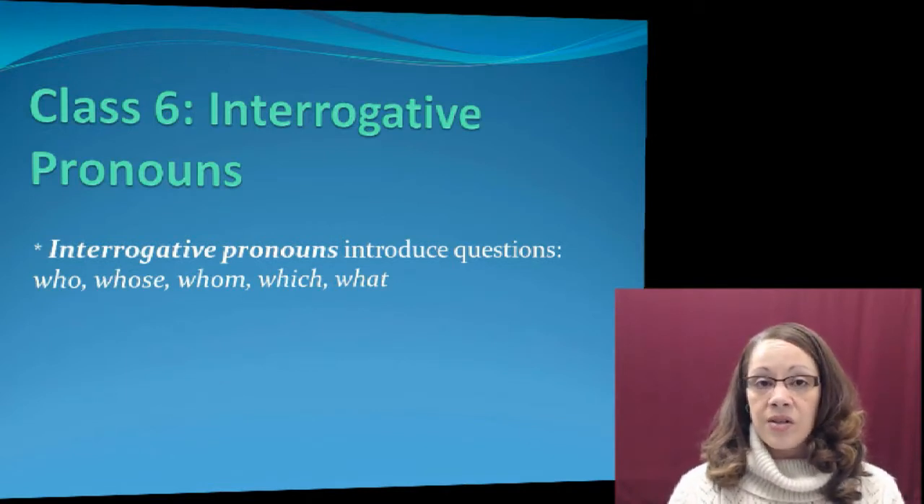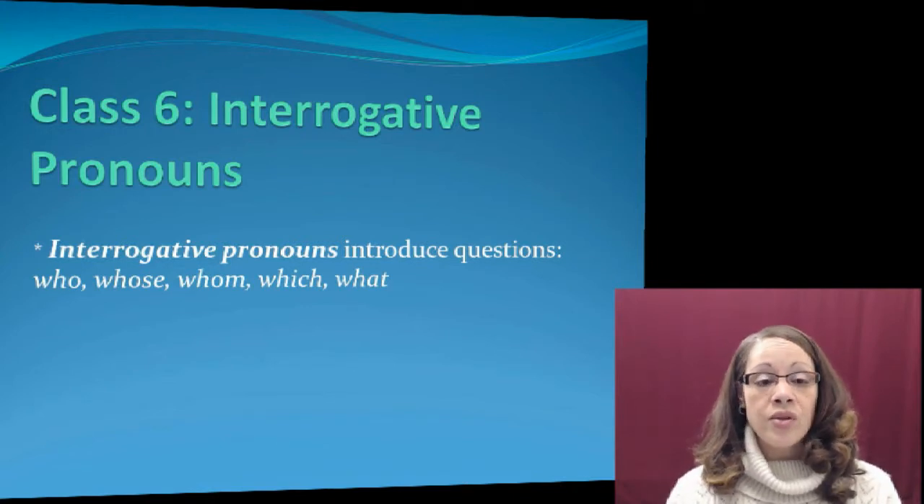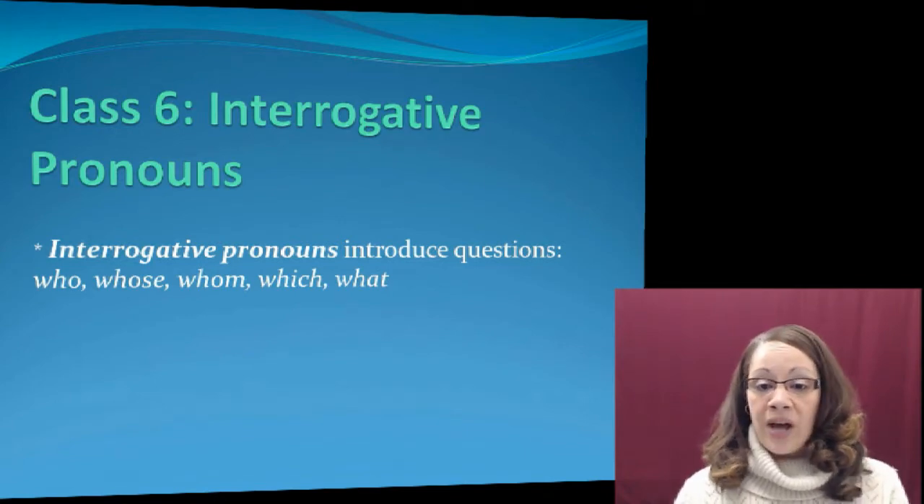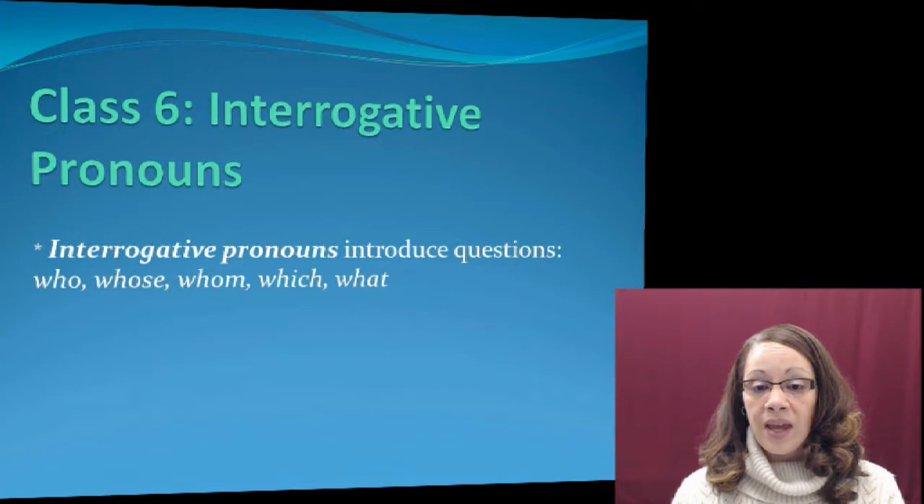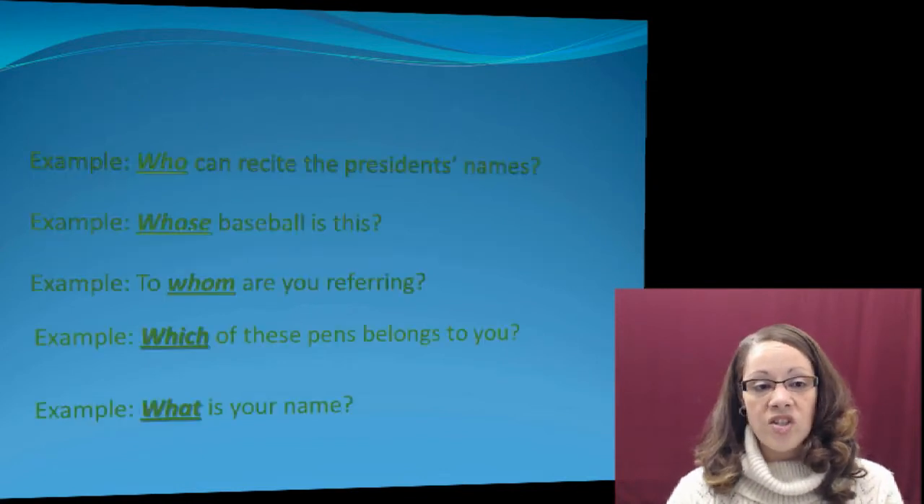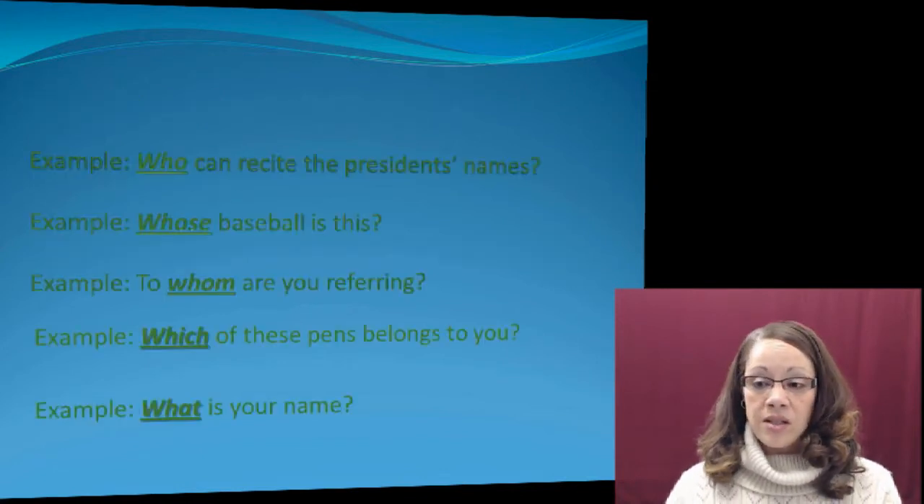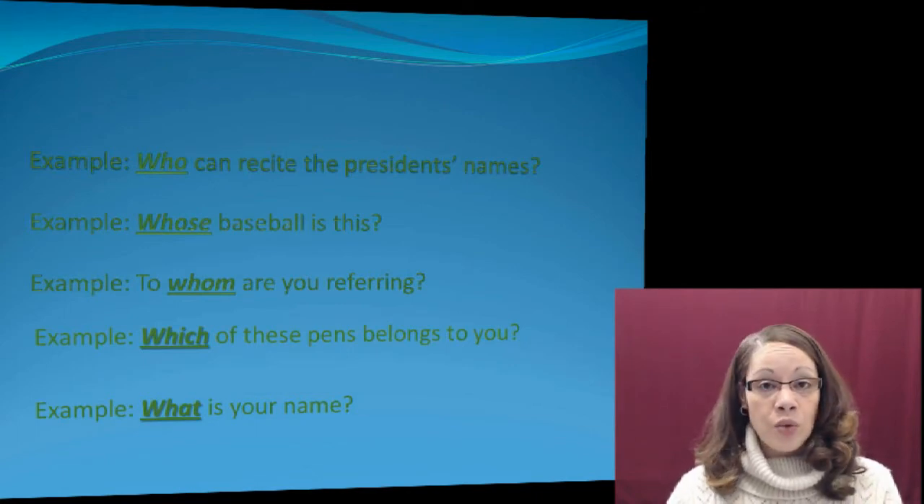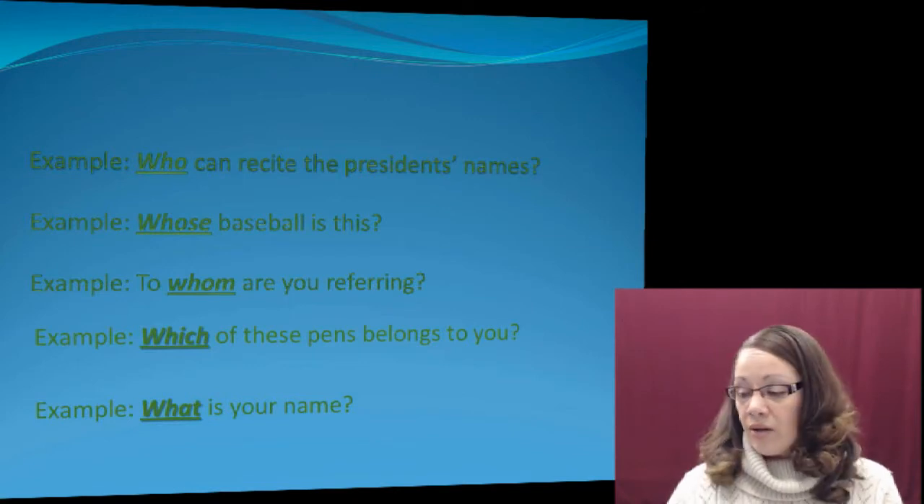Now, I do have a list of 5 interrogative pronouns, and interrogative pronouns introduce questions. Those interrogative pronouns are who, whose, whom, which, and what. So try to familiarize yourself with those 5 interrogative pronouns as soon as you can. And again, they're self-explanatory because they introduce questions. I have example sentences here with all 5 of them, each in its own question, for you to know when to use which pronoun of the 5.